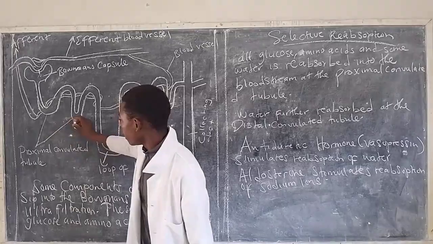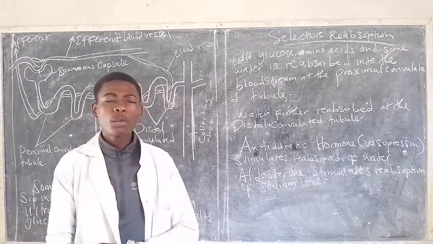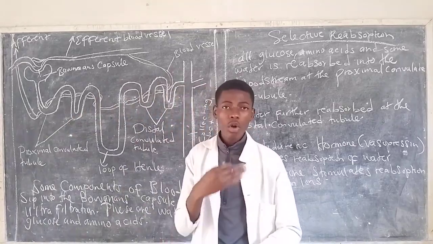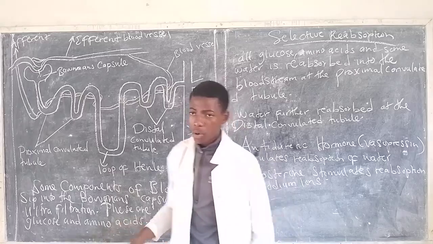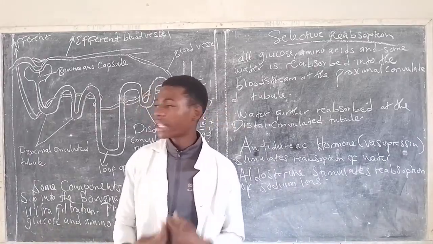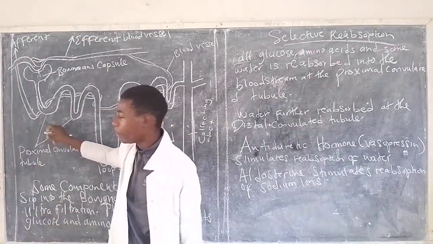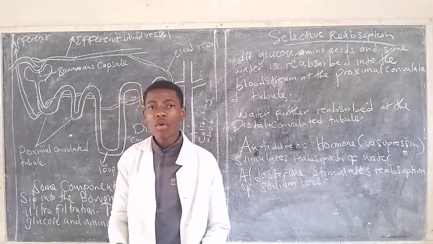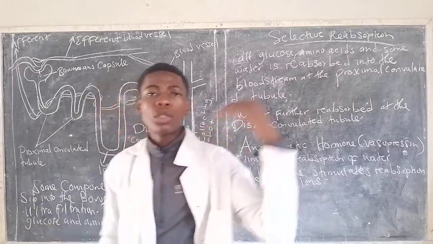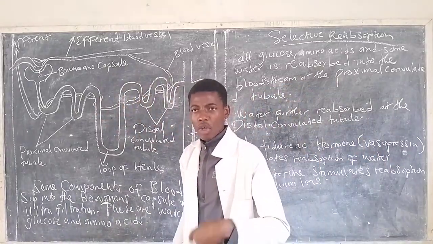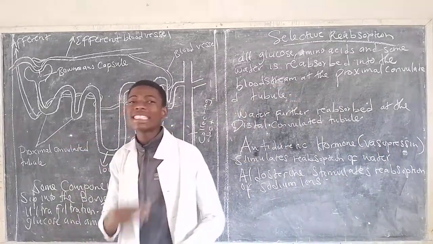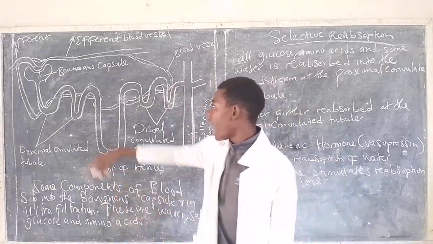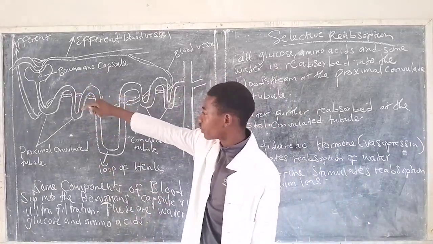Now, there is the reabsorption of water, which is some water, not all of it, as well as sodium ions, at the proximal convoluted tubule. These blood vessels are the ones that make it possible for the materials to be reabsorbed back into the bloodstream. This process is what we call selective reabsorption, because not all components are taken back into the bloodstream.